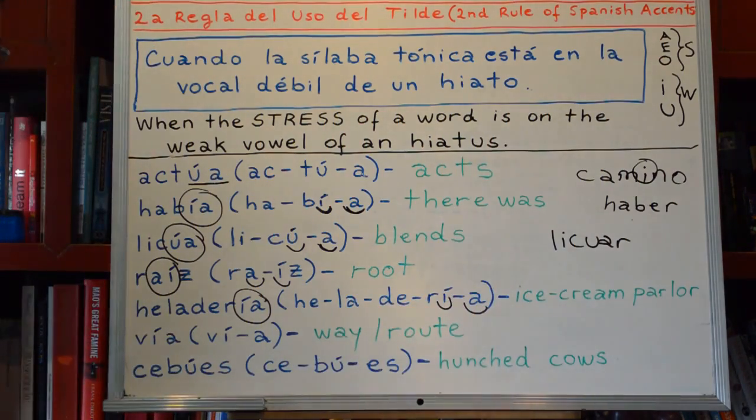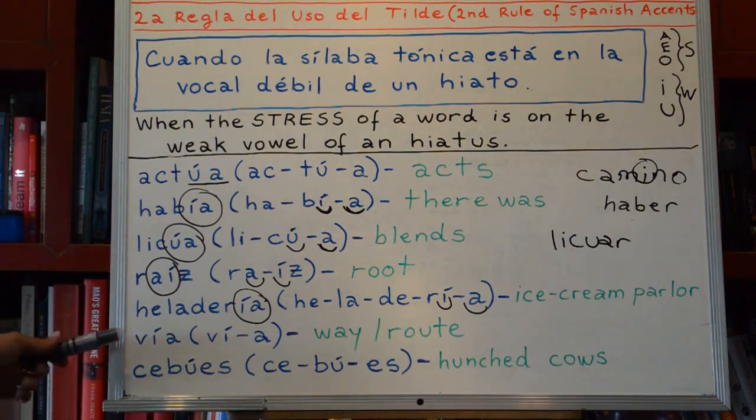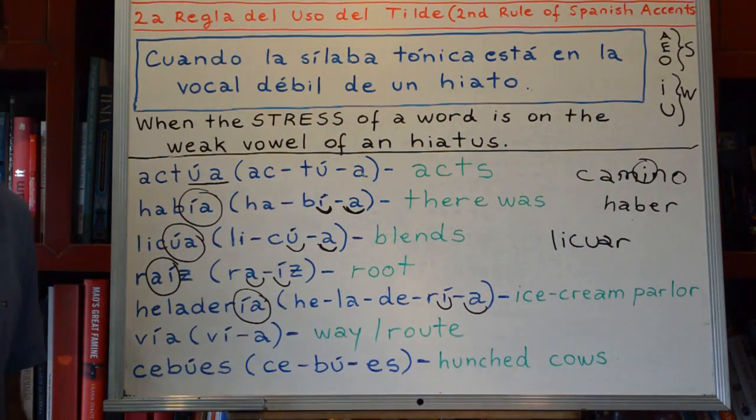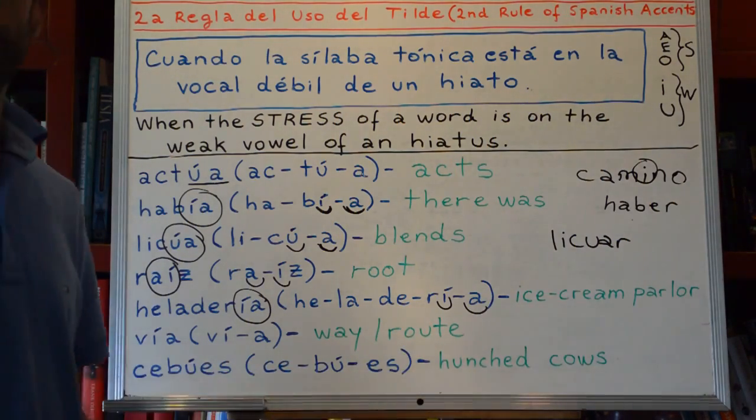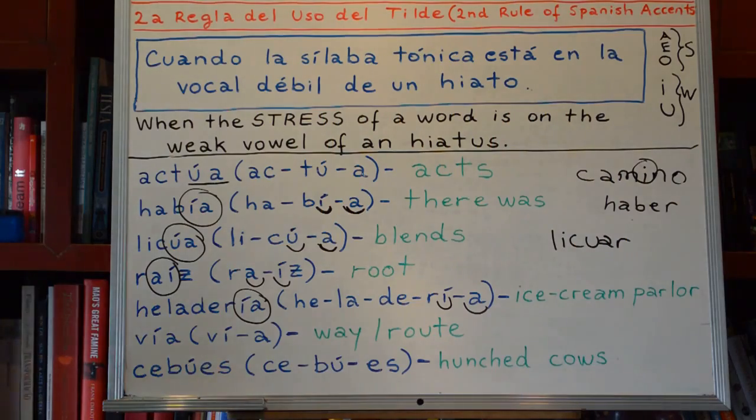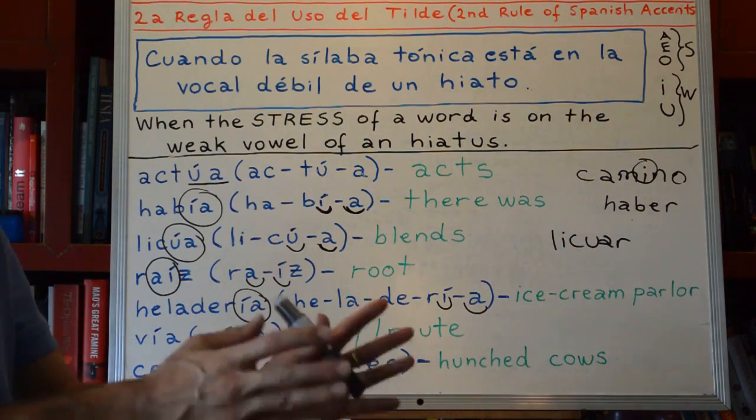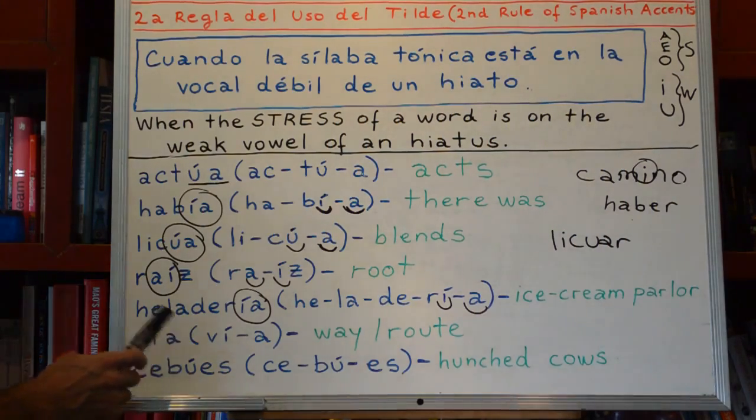Okay, our next example. Vía. Vía means a way or a route. Okay, way or route along which a car or a person or a chariot or whatever goes. Vía can be a water channel as well. That can also be a vía, right?